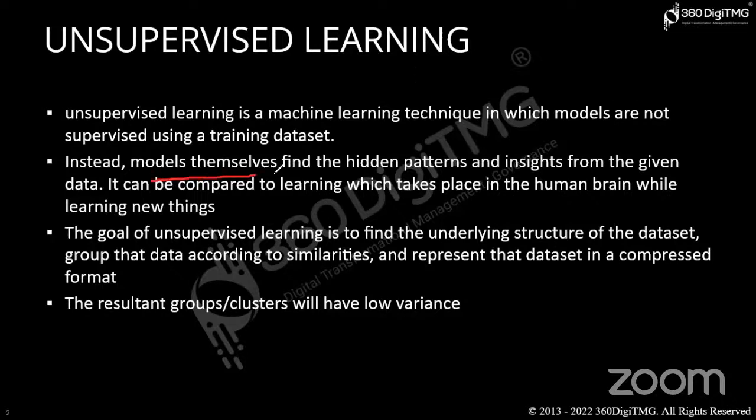Instead, models themselves find the hidden patterns and insights from the given data. It can be compared to the learning that takes place in the human brain while learning new things. So it will simply group them based on the similarity. This is unsupervised learning.